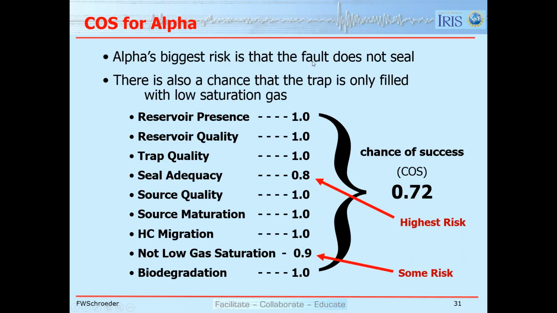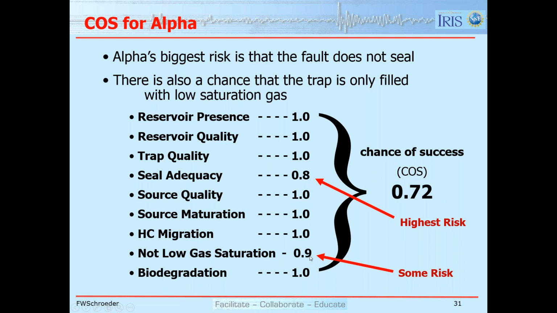So for alpha, the biggest risk is that the fault doesn't seal, because if the fault doesn't seal, we may not have anything in the trap. There's also a chance that the trap could be filled with low saturation gas. Here we've assigned 1s to most of the parameters, but we said there's an 80% chance that the seal is adequate, or 20% chance that the seal is not adequate.